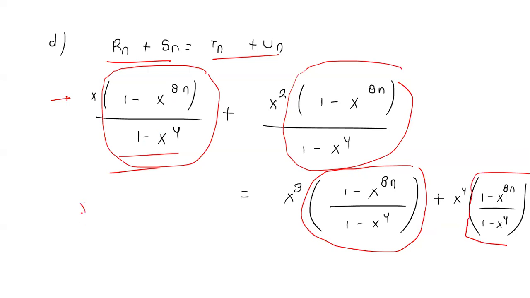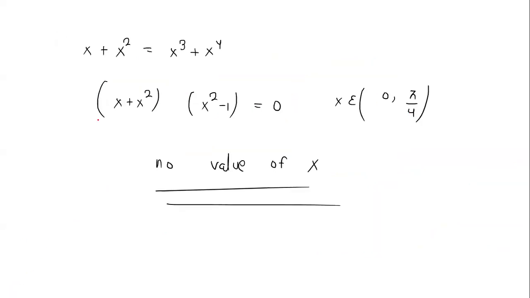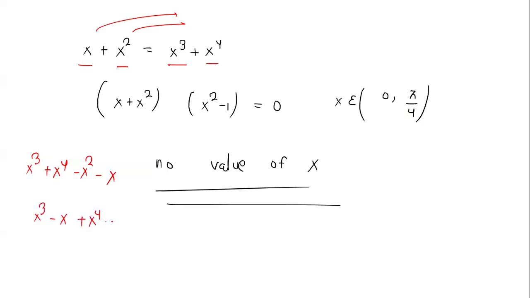So we know x belongs to 0 to pi by 4, which is less than 1. So all these factors are not equal to 0 and they will cancel. And the remaining thing is only x plus x square is equal to x cube plus x power 4. And you can take these two terms to the right hand side, and here we have x cube plus x power 4 minus x square minus x. So here we have x cube minus x plus x power 4 minus x square. So we can easily write.